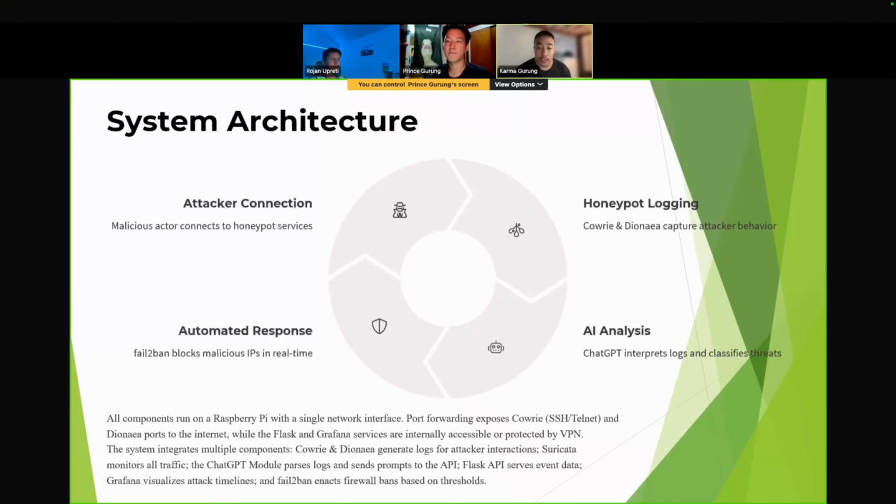Cowrie and Dionaea generate logs of the attacker interactions. Suricata monitors all traffic. The ChatGPT module parses logs and sends prompts to the API. The Flask API serves event data. Grafana visualizes the attack timeline, and Fail2ban enacts firewall bans based on thresholds.